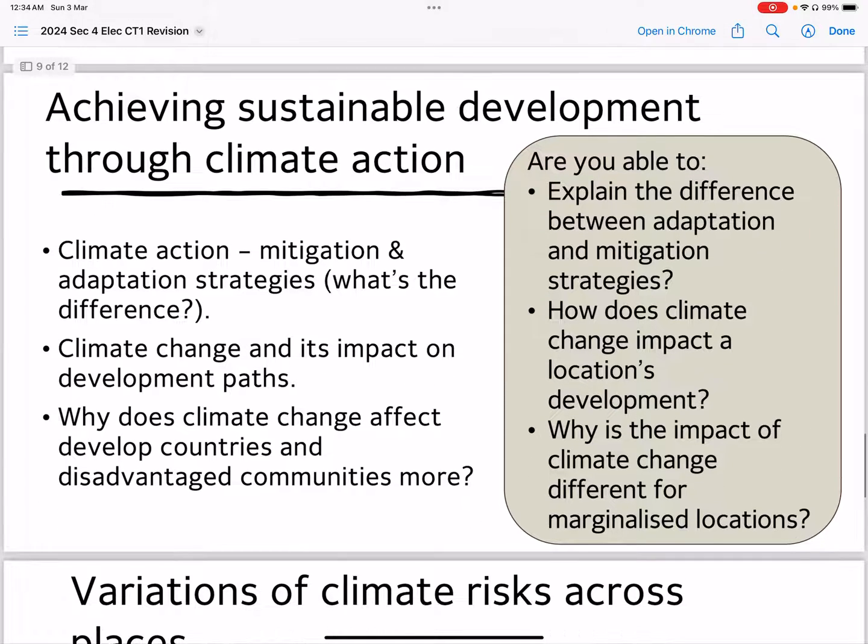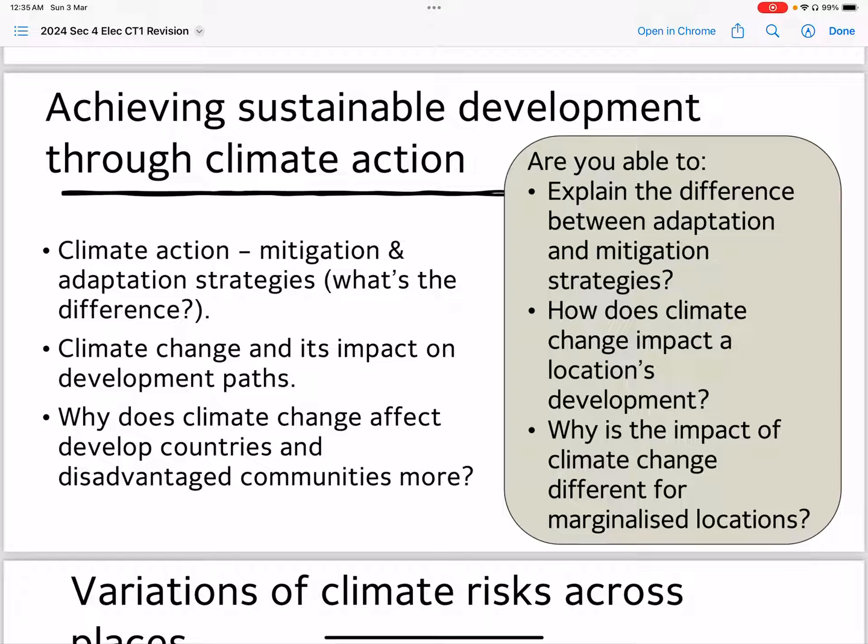So when you're looking at achieving sustainable development through climate action itself, there are 2 main types. You need to be able to tell the difference between what is a mitigation strategy and what is an adaptation strategy. What is the root aim of mitigation strategy? Is it to deal with the root cause? What about adaptation? Why is it that we are not dealing with the root cause when we are looking at adaptation strategies?